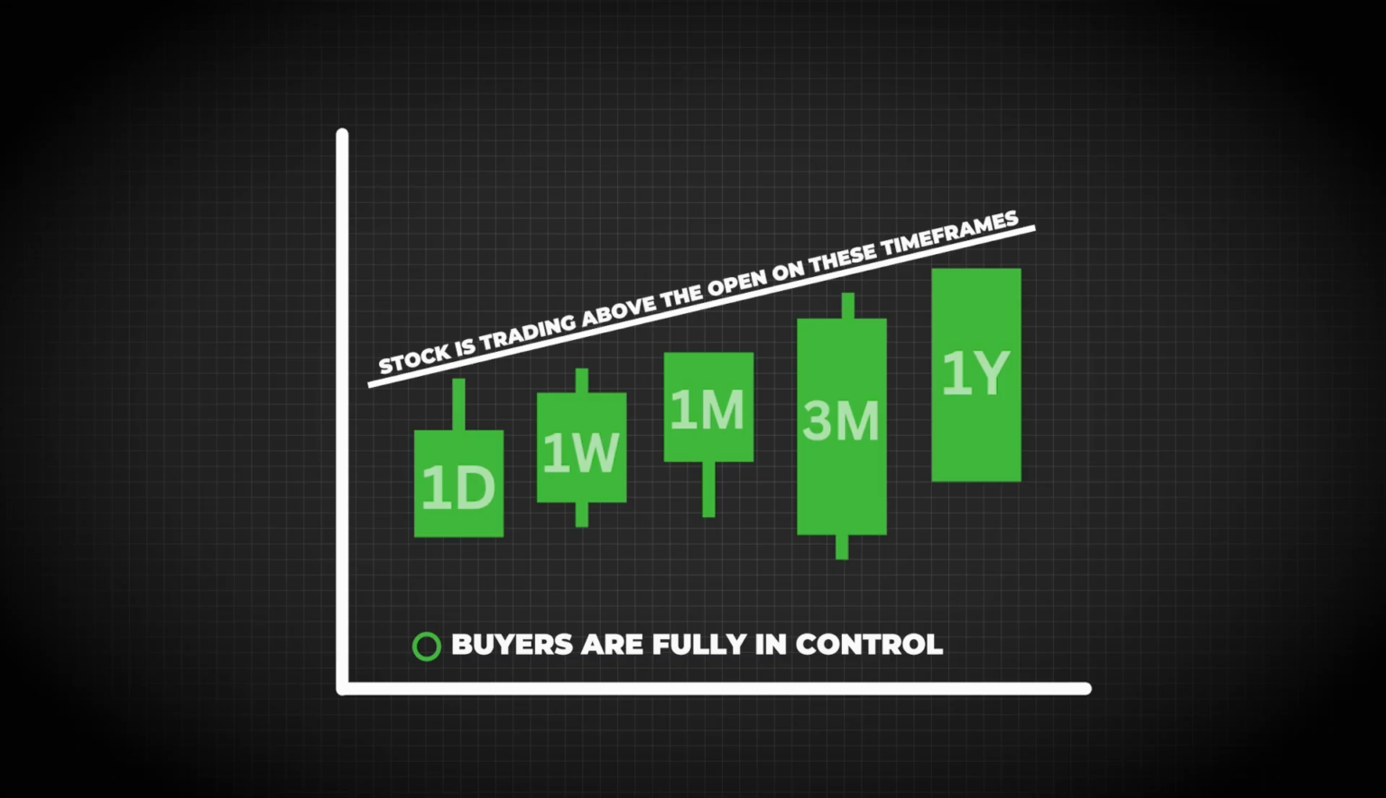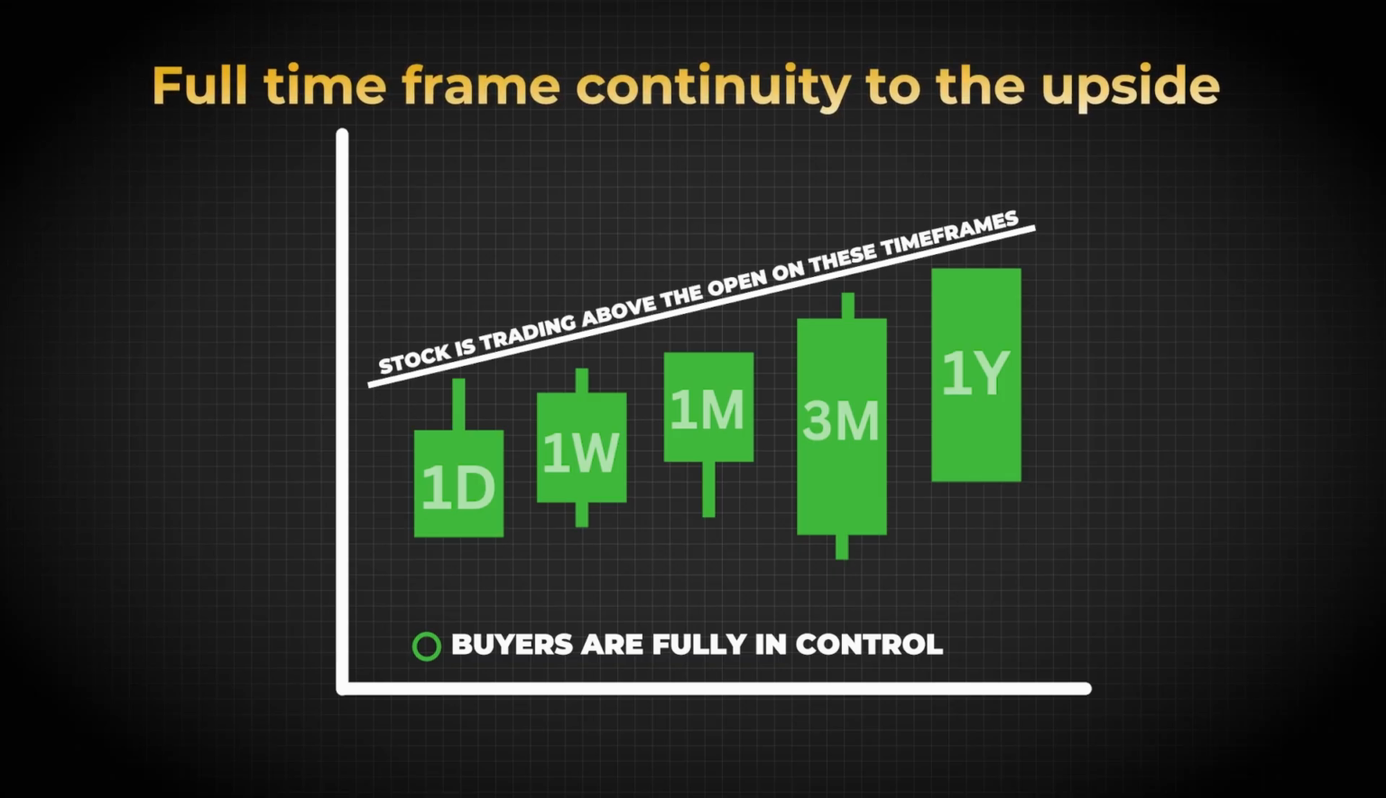This is what we call full time frame continuity to the upside, meaning that the stock is in an overall uptrend. In this case, you'd consider taking long positions since the momentum is with the buyer. And if you check out a chart, you'll notice more green candles than red. The opposite is also true to the downside.